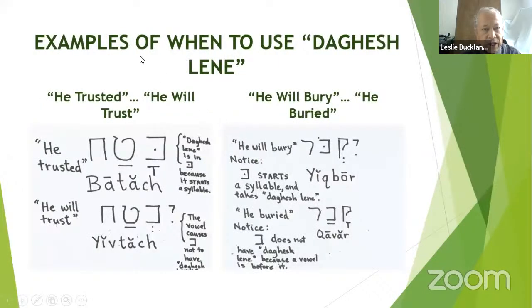Now let us look at examples of this. Examples of when to use dagesh lene. So we look at the verb batak, which means he trusted. And notice that the Baith is here. It begins a syllable. The first syllable is ba. It begins a syllable. And so it can take a dagesh lene. Dagesh lene is in Baith because it starts a syllable.